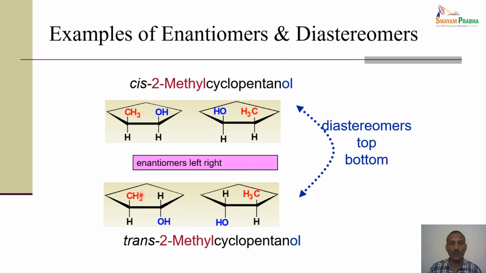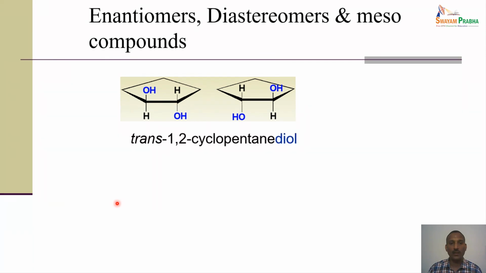The same way, in these two, methyl is at the top in both the cases on the left side, and the hydroxyl is at the top in one and at the bottom in the other. So these two have the opposite configuration. So these two compounds are called diastereomers. And this is another example. Here again, this OH is at the top, this OH is at the bottom. So if I put a mirror, I will get mirror images of each other. So this is again another set of enantiomers.